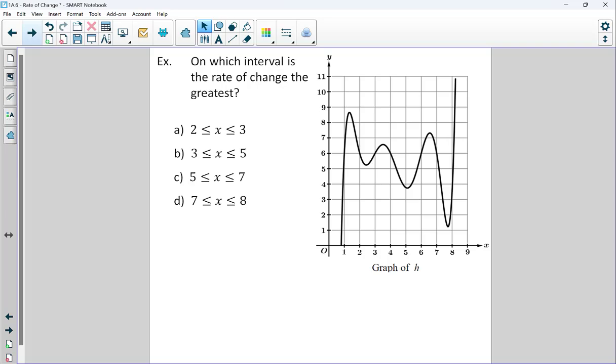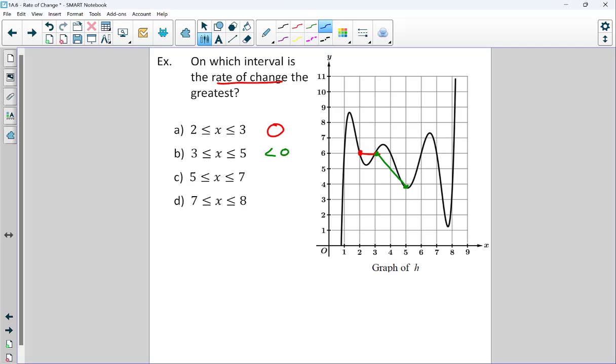On which interval is the rate of change the greatest? Okay, so let's look at each one of these intervals, starting with 2 to 3. So 2 is right here, 3 is right here. The rate of change can be calculated by the secant line. From 2 to 3, that secant line is 0, so I'm just going to put a 0 there to remind myself that this one had a slope of 0. From 3 to 5 is right here. We have a negative slope there, so I'm going to say less than 0.